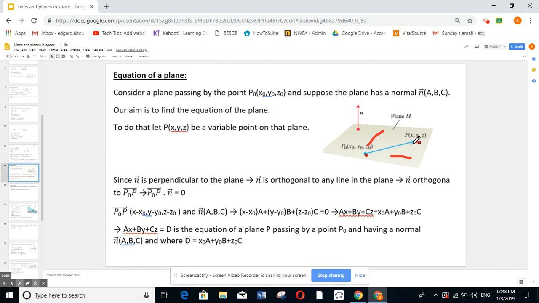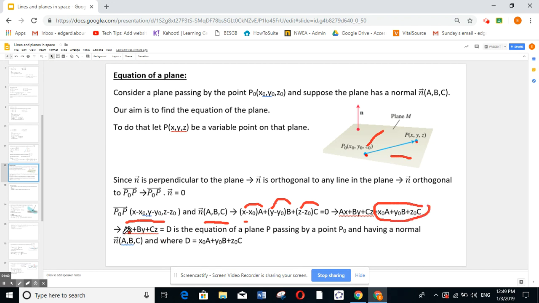So I need to find the components of P0P, which are x minus x0, y minus y0, z minus z0. And the normal N, suppose it's given as (a, b, c). Since they are orthogonal, the product a(x minus x0) plus b(y minus y0) plus c(z minus z0) is 0. If you expand this, you get ax plus by plus cz equal to, if you take the numbers to the other side, x0a plus y0b plus z0c. This constant, I'm going to name it big D.